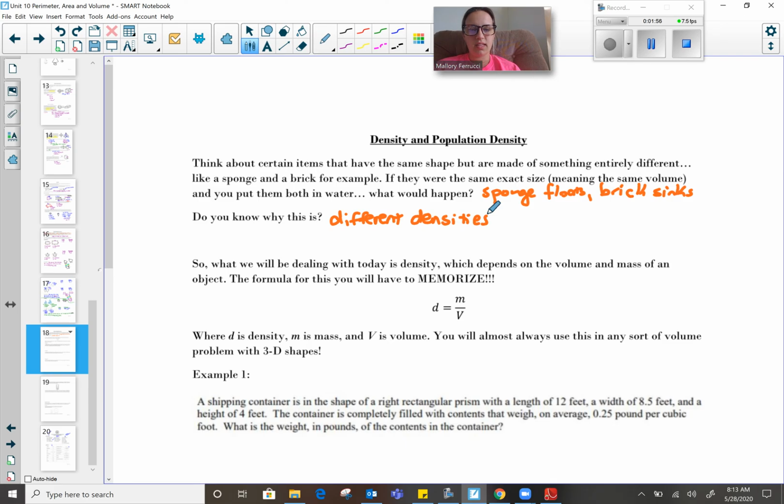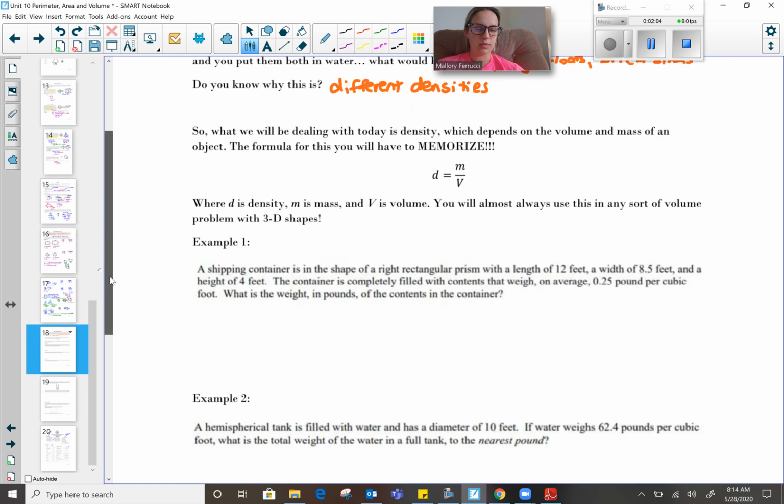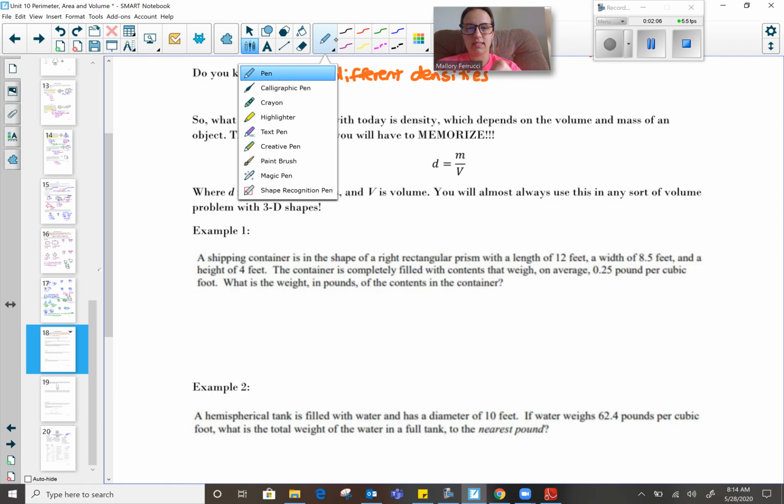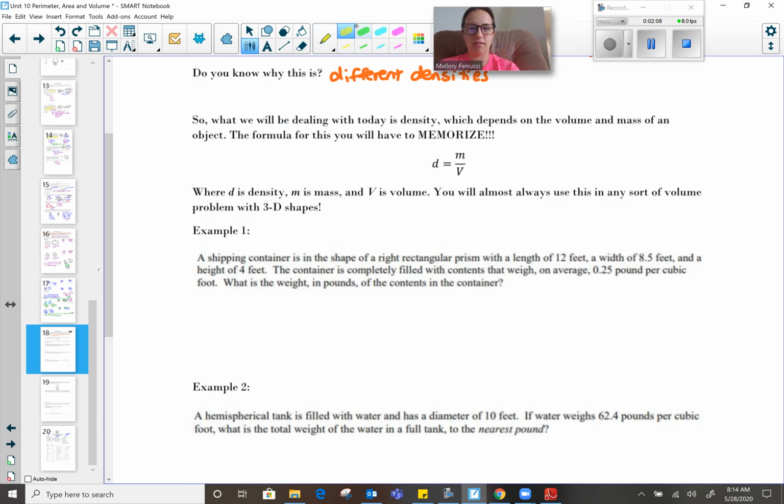So what we will be dealing with today is density, which depends on the volume and mass of an object. The formula for this you will have to memorize, which this would have been if it was for the exam. Obviously you just have this right in front of you, but this is a very important formula. D is density, M is mass, V is volume. You will almost always use this in any sort of volume problem with 3D shapes.